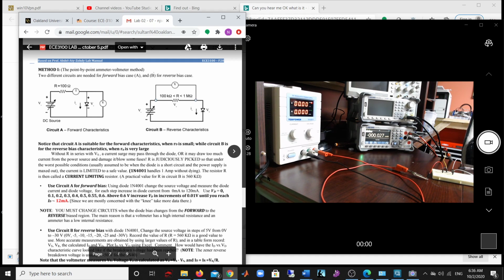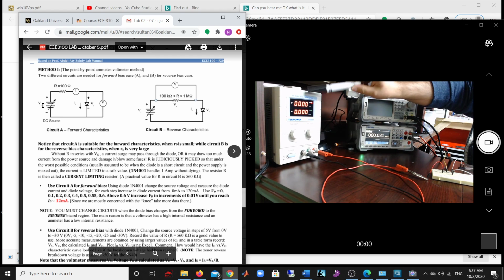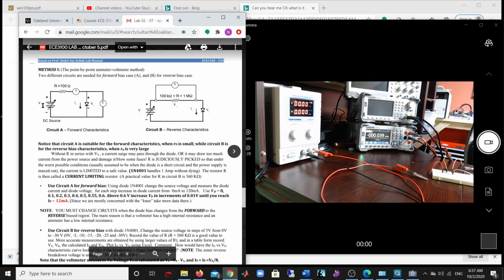So we're gonna follow these steps here. We're gonna start with this circuit A, the forward characteristics, and we need to change the voltage here, the Vs, which is V source, which is this power supply, to get these values on Vd, which is 0.1, 0.2, 0.3, which we're gonna read from this multimeter. So here is gonna be Vd, this is the Vs, okay?